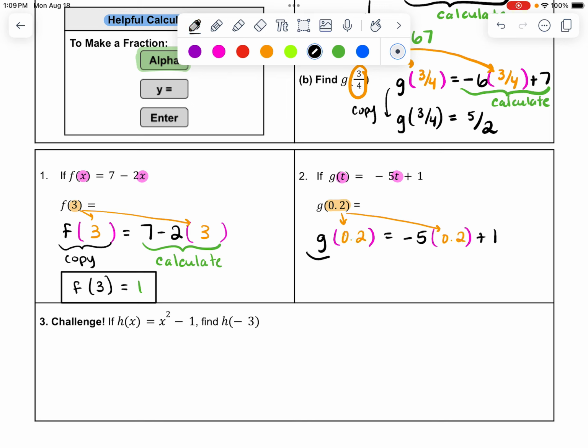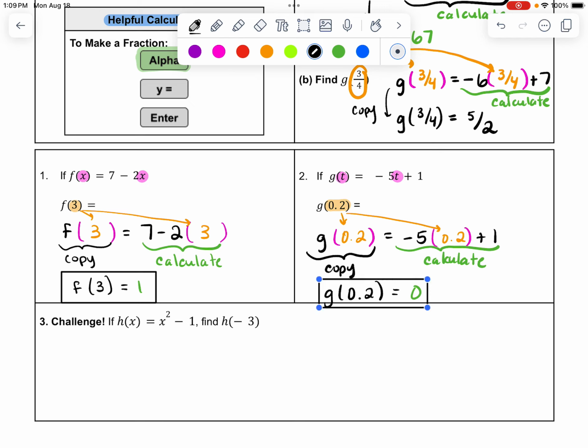On the left side, I'm just going to copy this down. So I'm going to have g of 0.2 equals, and then I'm going to use my calculator and type this in. When I do that, I actually get 0 as my final answer, which is okay. You're going to get zeros sometimes, and that is legal. It's okay to get zeros.